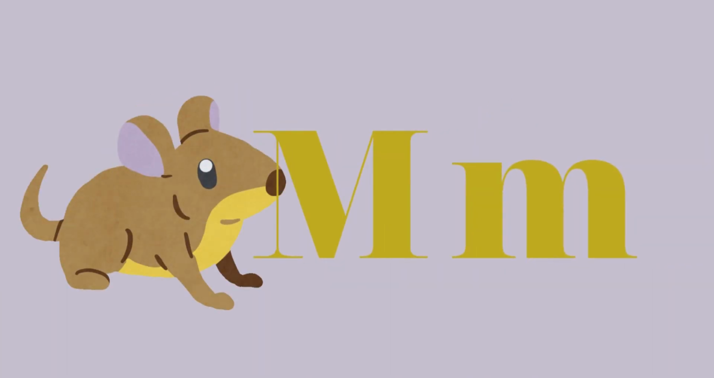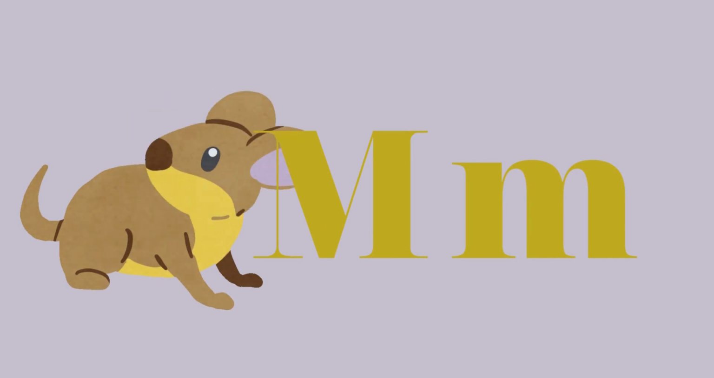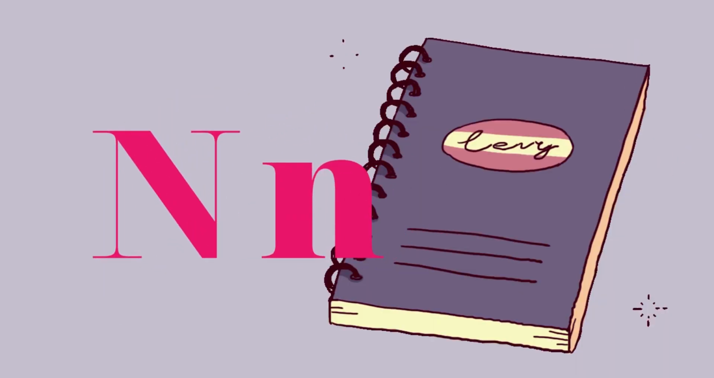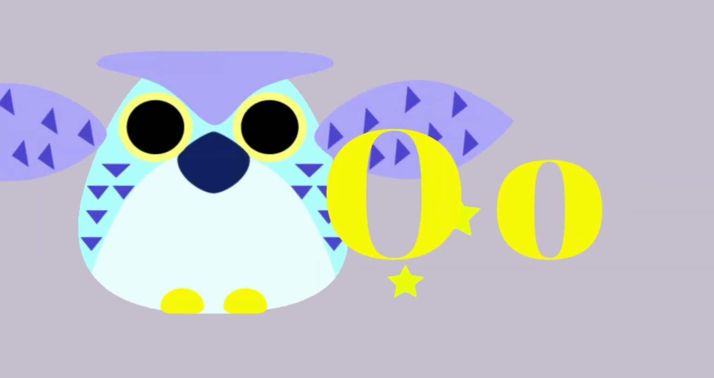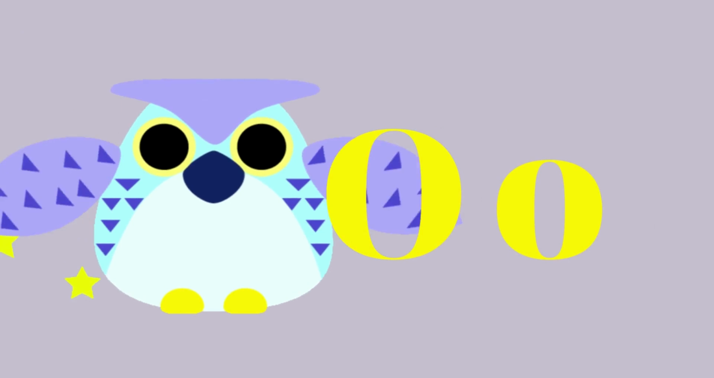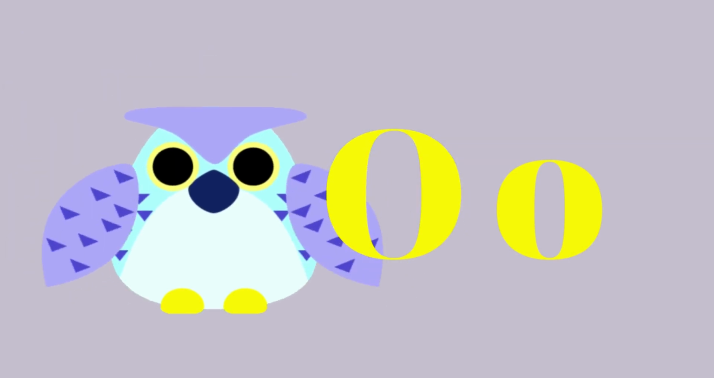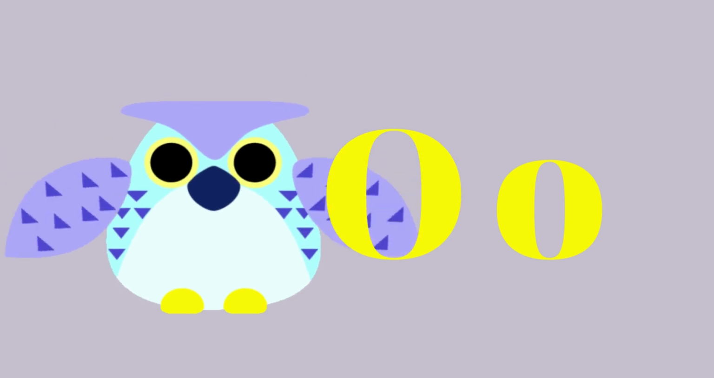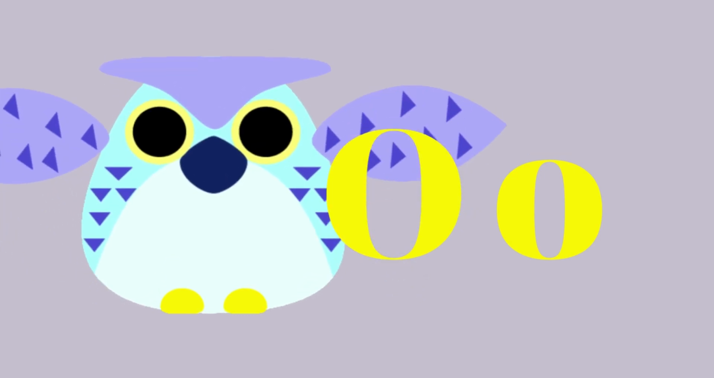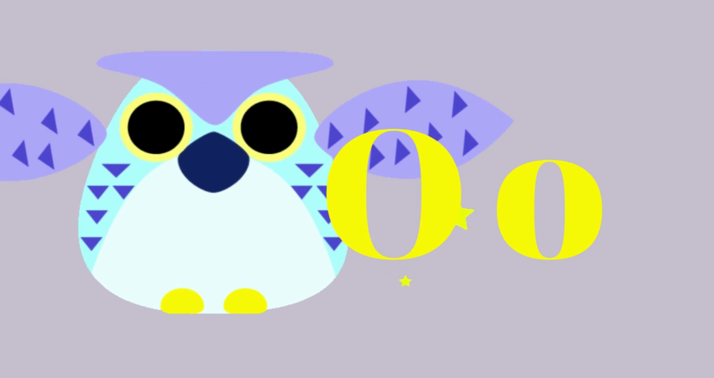Next, M. M is for mouse. Mouse is looking for some cheese. N. N is for note. Note. So we can write anything on the note. O. O is for owl. Owl. What does owl sound like? It's hoot hoot.